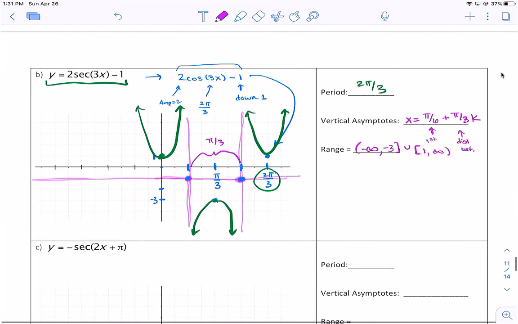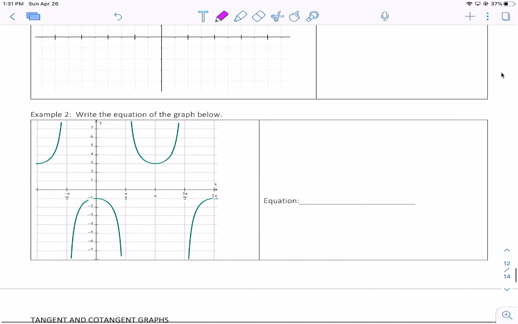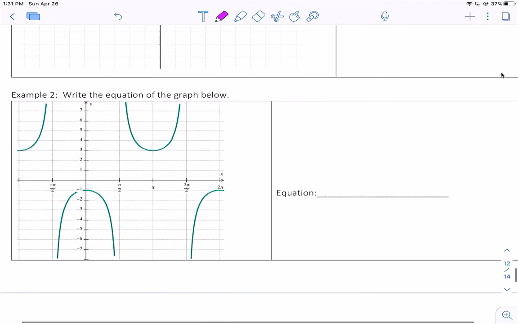Okay, we will go ahead and skip example C, but I do want to see one where we're writing the equation. So here on example 2, they've given us a graph and they want us to write the equation. I'm going to try to focus in on these key points. So this point, this point, this point, and then there must have been some points in the middle, so I want to find that midline.